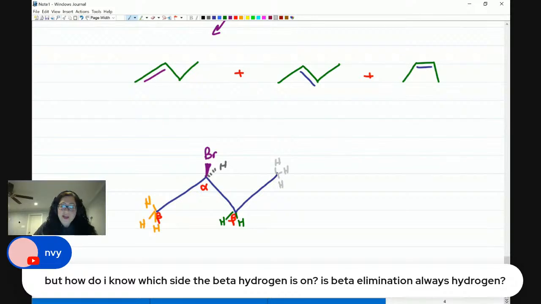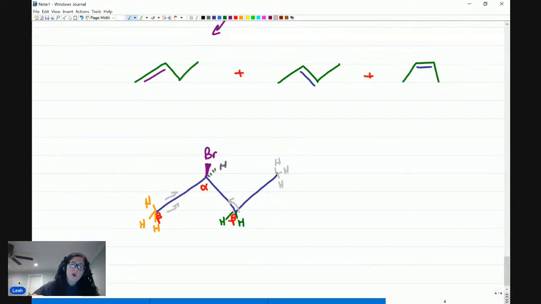Every single beta hydrogen is partially positive as soon as this is gone and the carbocation forms. So all of their electron density is being pulled slightly in that direction. And then it's simply a question of which one do I happen to pull off. They're all susceptible to be pulled. The question is really about why you would pull one over the other, depending on stability.